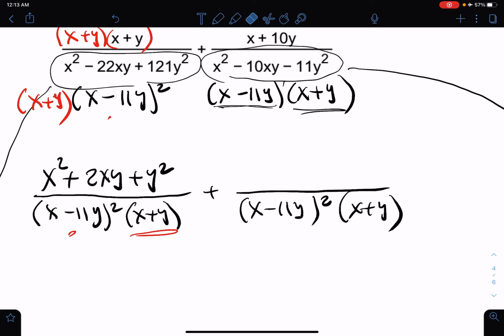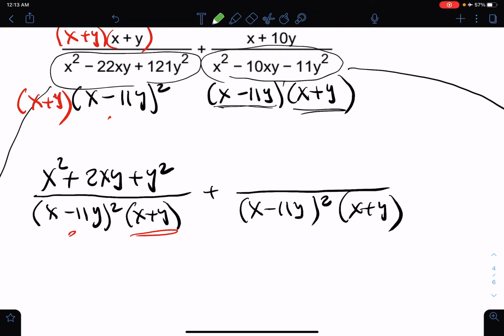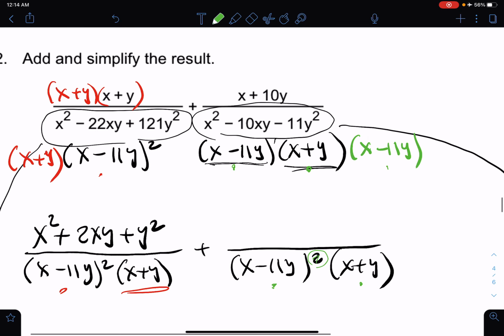What is missing to build the LCD? Well, we definitely have our x plus y and our x plus y. We have one of the x minus 11y, but it's squared, so we're missing one. We need to multiply this by another x minus 11y, and then that gives me the square, so it matches up. Now, in order to keep this equivalent, we must multiply the numerator by x minus 11y.